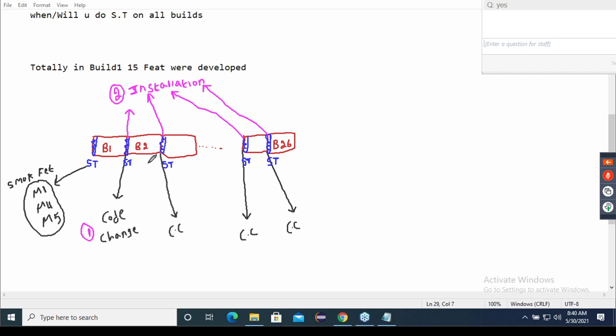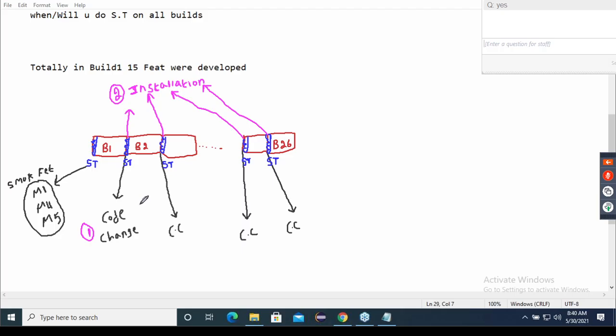Okay, so that means there are two reasons now. One reason is we do smoke testing on every build because of code changes, or we do smoke testing on every build because of installation problems also. When we install something, a problem can happen.